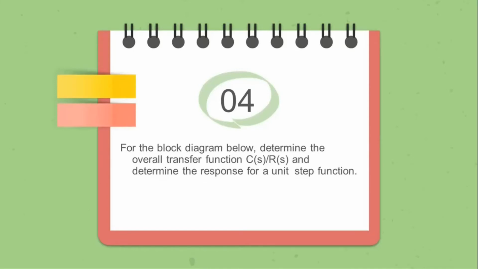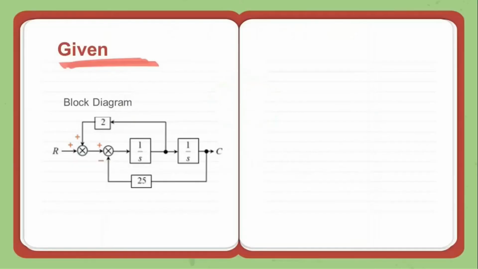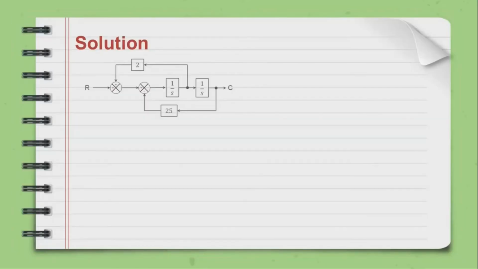Problem number 4 states that for the block diagram below, determine the overall transfer function C of S over R of S and determine the response for a unit step function. Here is the given block diagram. For this problem, we are asked to find the overall transfer function C of S over R of S and also to determine the response for a unit step function C of t. Interpreting the diagram itself is a bit hard, so we must first simplify the diagram.